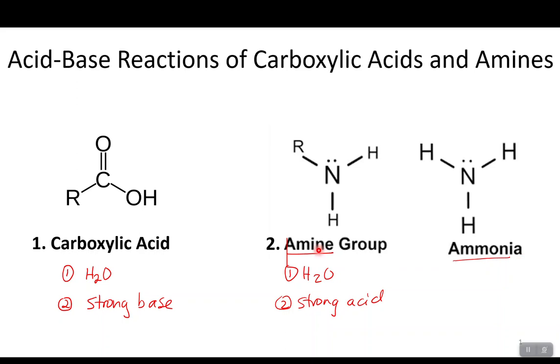An amine requires that at least one of those hydrogens is replaced by a carbon-containing group, shown here by an R. So as long as one of those hydrogens is replaced, but it could be all 3 as well. It doesn't have to be just one. This could be replaced by an R, and this could also be replaced by an R. We will refer to those as amine groups.